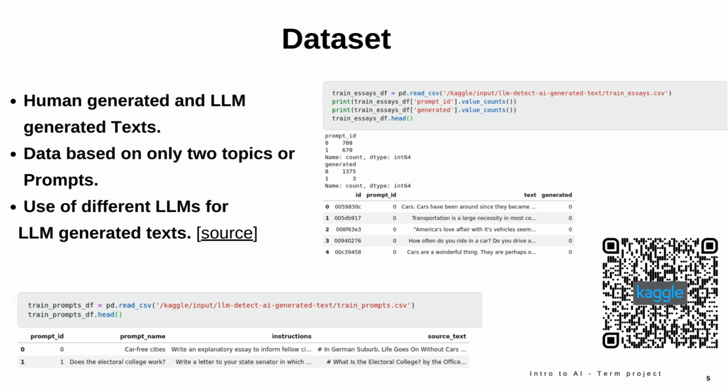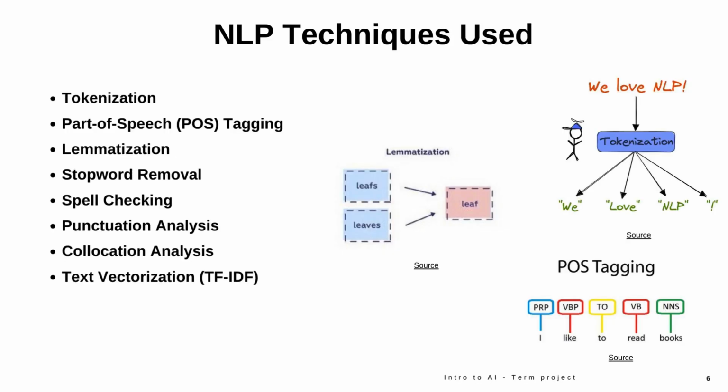Talking about the dataset, the dataset for this project was sourced from Kaggle. The QR code can be used to view the base dataset. However, the provided dataset is very limited. As you can see in the images here, there are only 3 data points for LLM generated essays. So what to do? We feed the same prompt to different LLMs and increase our dataset. I've utilized some freely available data generated from different LLMs. We'll talk more about this later.